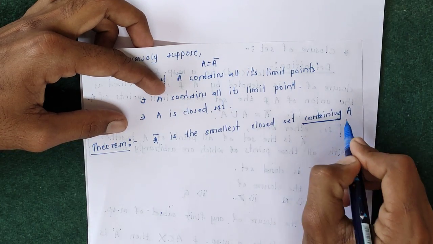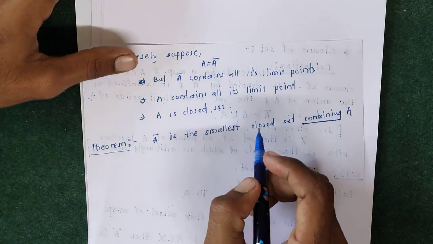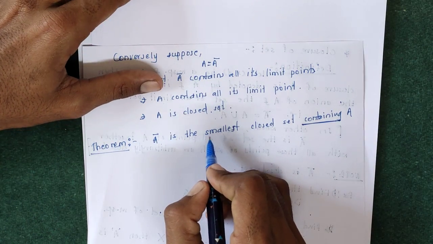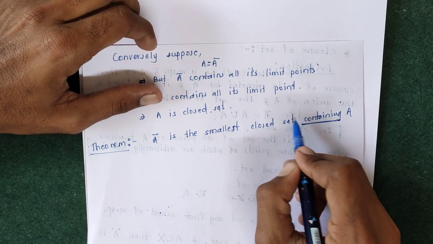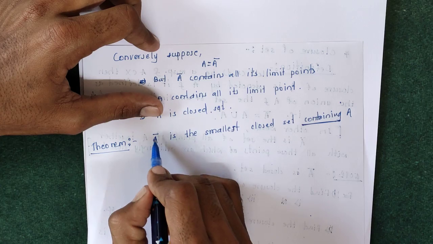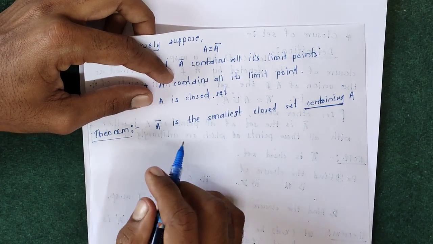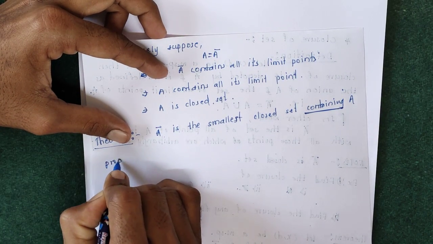To prove any set is smallest or largest, we take another set and prove that the first one is contained in, or contains, the second. To prove A closure is smallest, if you take any other closed set of that metric space containing A, then A closure is again contained in that set. Thereafter, we can say that A closure is the smallest closed set. Now, we will prove this theorem.